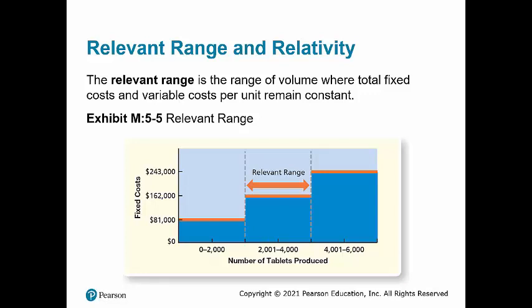If they produce more than 4,000 tablets, Smart Touch Learning will have to expand the company. This will increase total fixed costs for added rent, supervisory salary, and equipment costs. Total fixed costs would increase to $243,000 as the relevant range shifts to this higher band of volume. Also, if the company expected to produce fewer than 2,001 tablets, the company would only budget for $81,000 of fixed cost. Managers would have to lay off employees or take other actions to cut fixed costs.